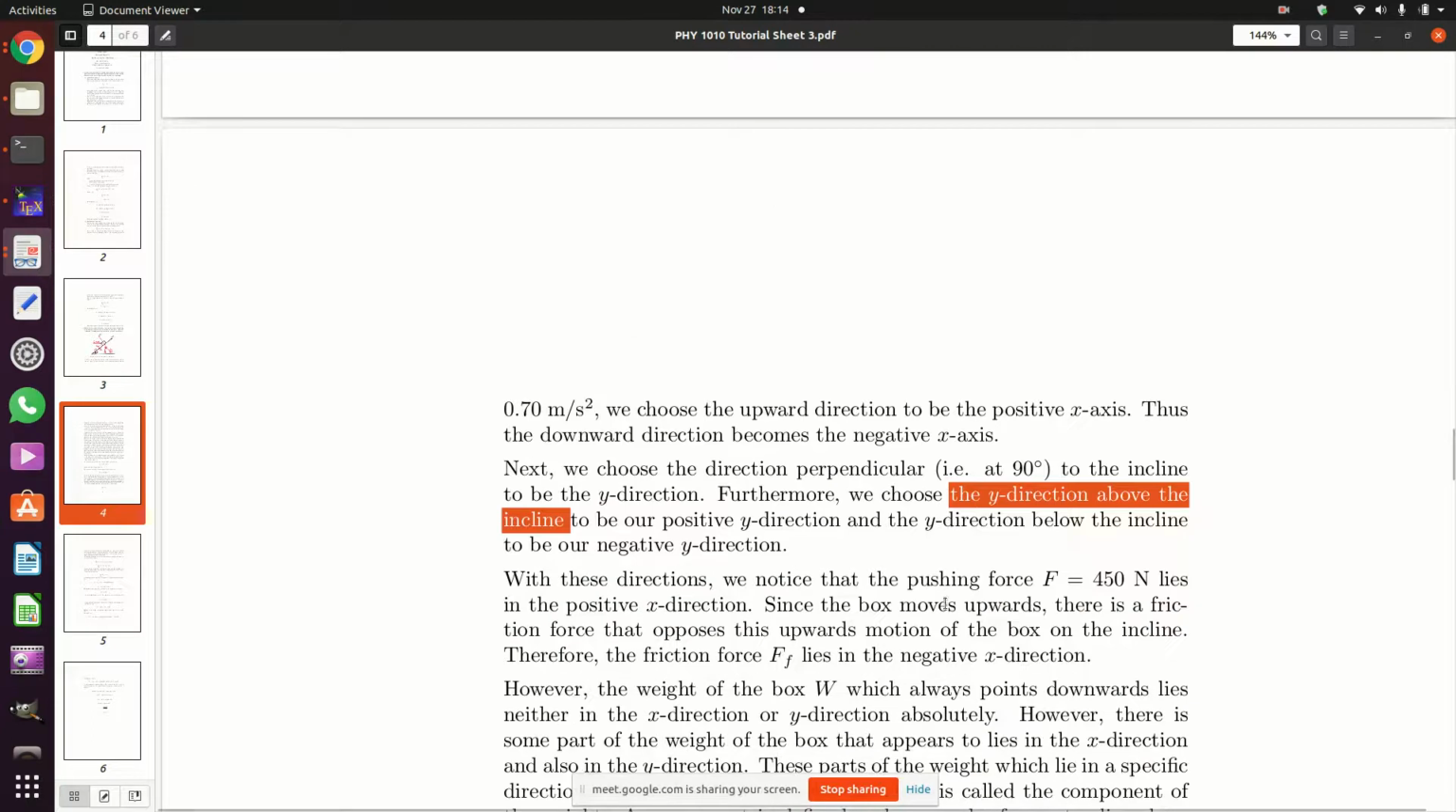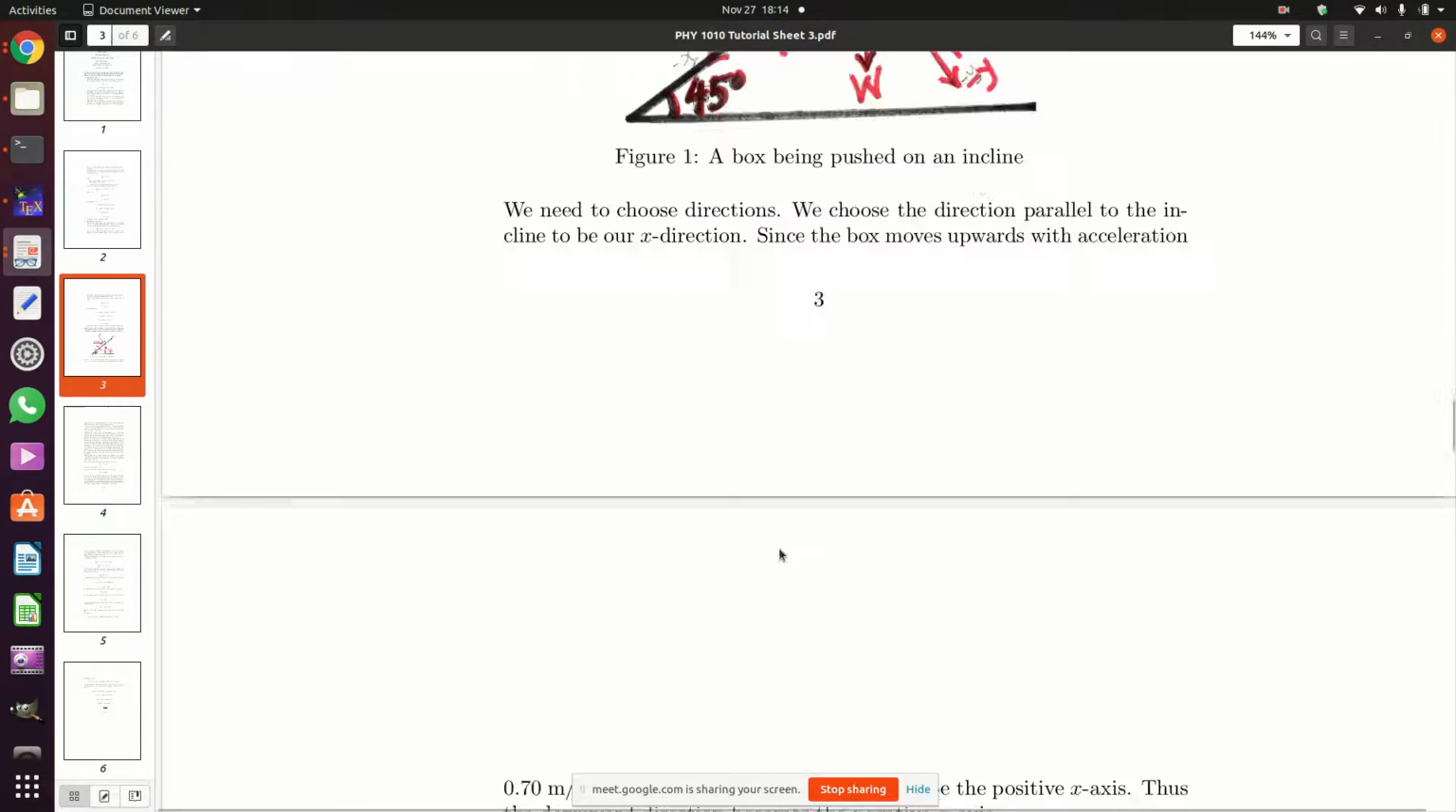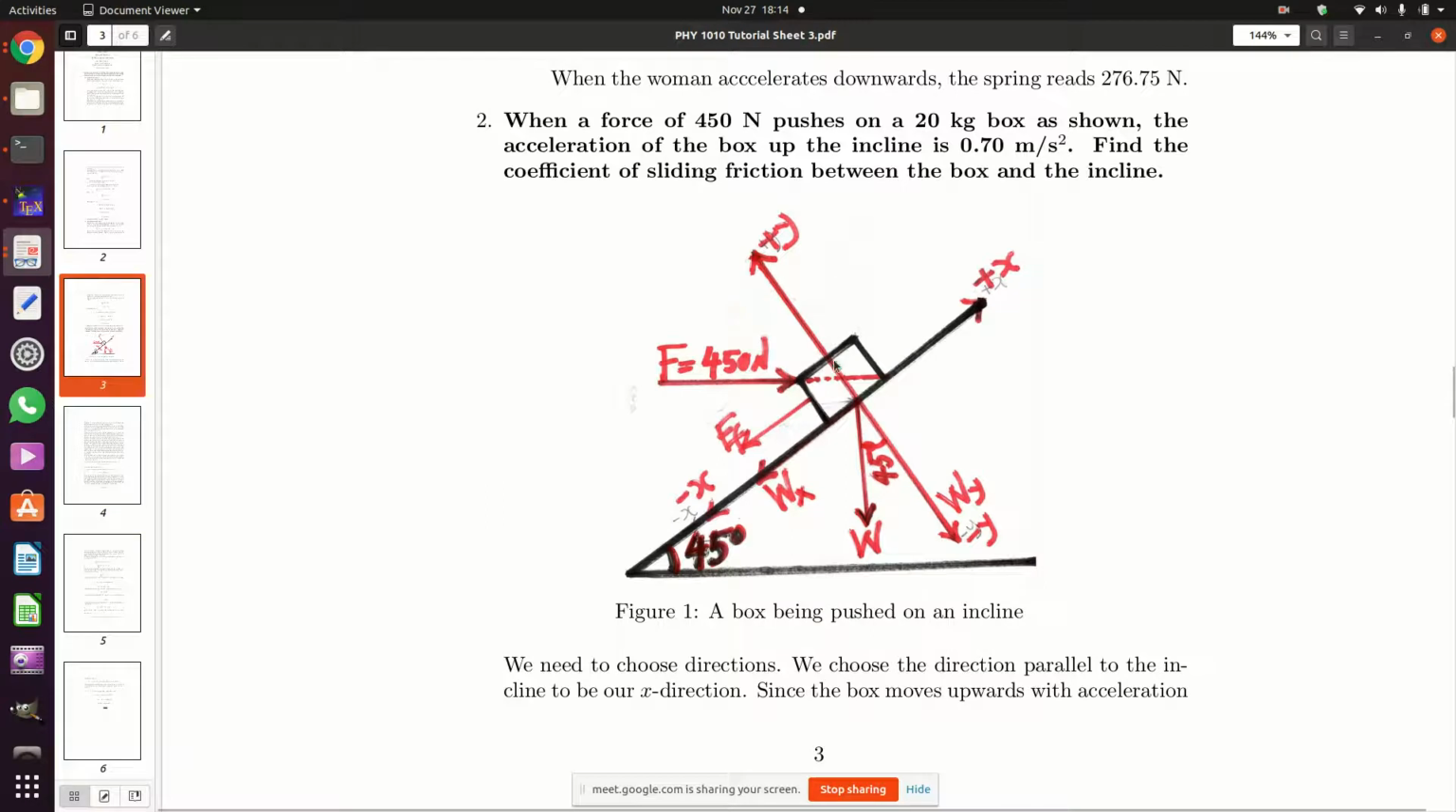Okay, with those directions, this is where some of the mistakes came in. Now, you notice one thing here. If this is our y direction, and this is our x direction, we have two forces here. There is the 450 Newton force. There's also the weight of the box. The weight of the box points down. So what do you see?